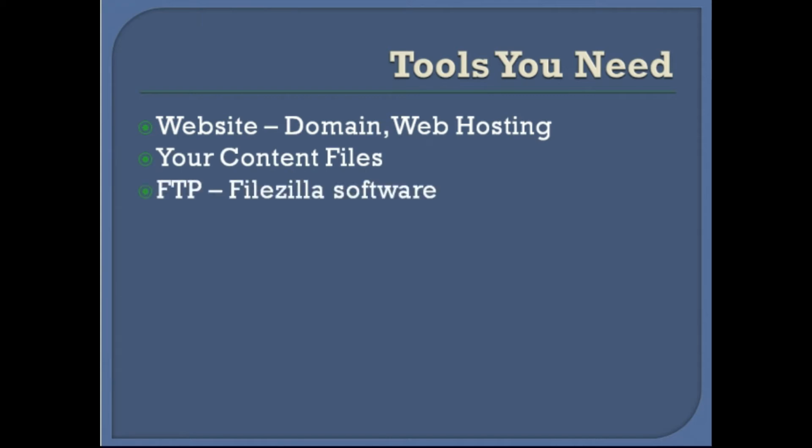Now what I want to do now is talk about the tools you need so that you can gather those tools before we begin the implementation process. You're going to need a website. You're going to need a domain and web hosting. Now in this video series, I'm going to assume that you already have a website and you already have your content. But what I'm going to do is show you how to implement this and create an automated machine and add it to your website. You're going to need to have an FTP program, which stands for File Transfer Protocol. All that means is a fancy term for uploading your files to your web hosting account.